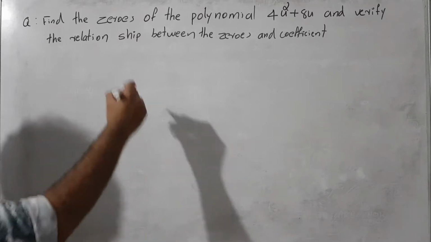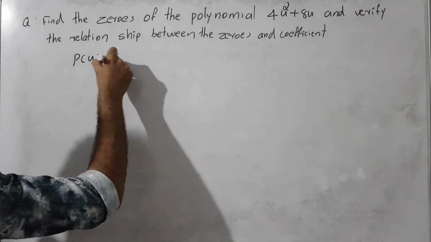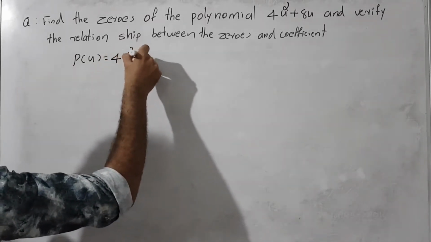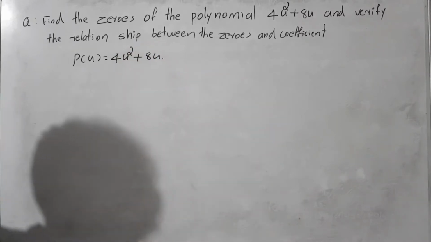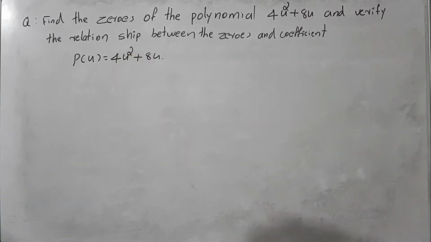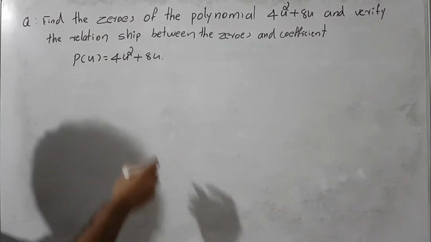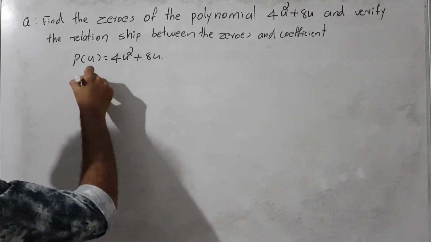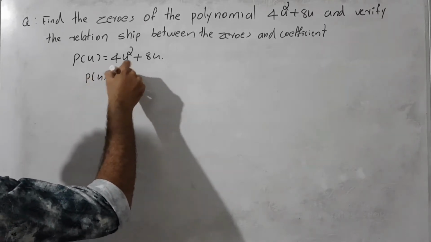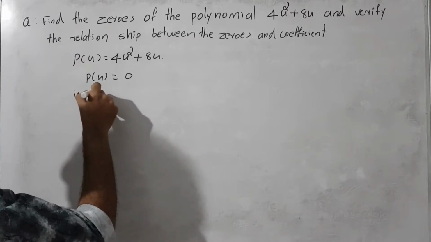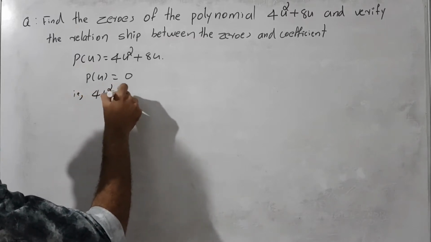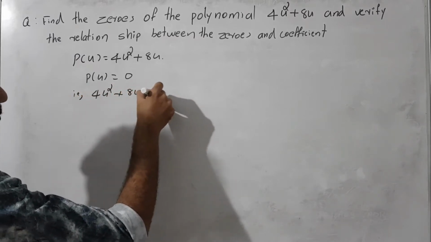We start with p of u is equal to 4u square plus 8u. Okay, then what is the first step? We equate this with 0. Then p of u is equal to 0. That is 4u square plus 8u is equal to 0.